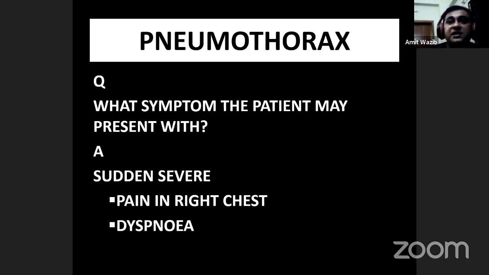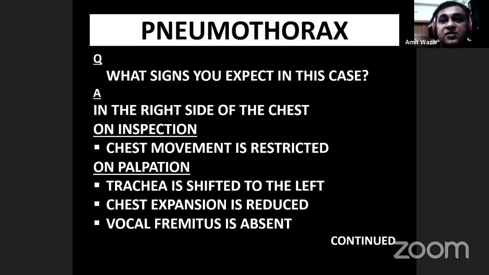What signs will you get? In fact, if you examine the chest of the patient, you will find the following signs. On inspection, obviously the movement will be restricted on the affected side. Here, the movement will be restricted on the right side. The trachea, already shown in the X-ray, will be shifted to the opposite side, so the trachea will be shifted to the left. The expansion of the chest will be reduced, and the vocal fremitus will be absent on the right side.